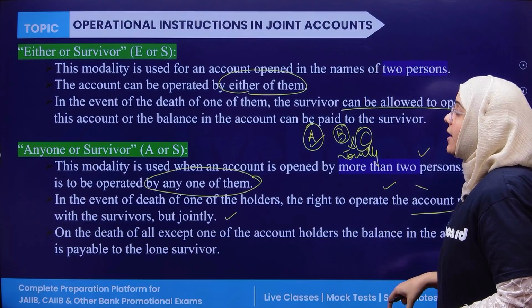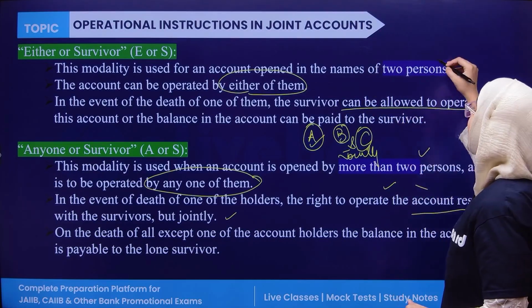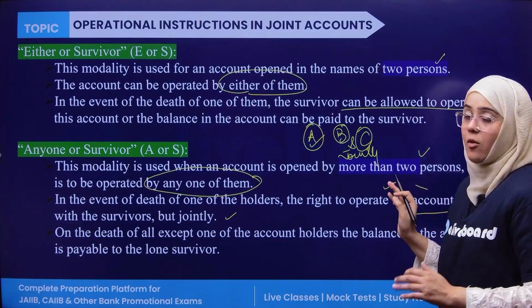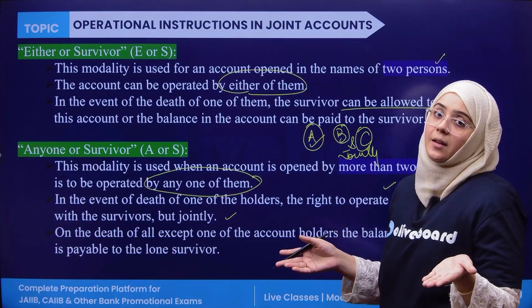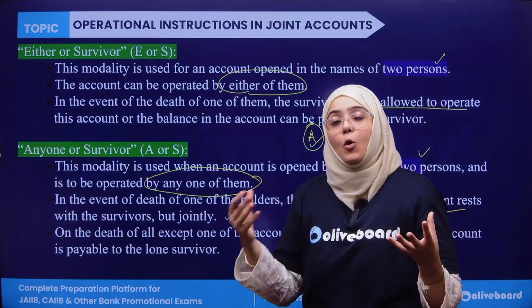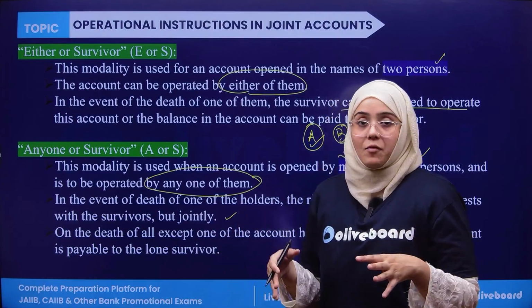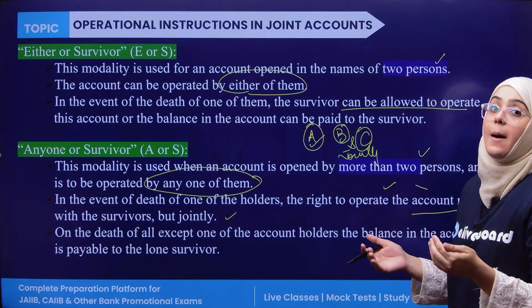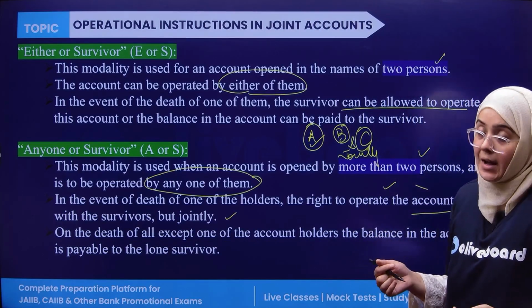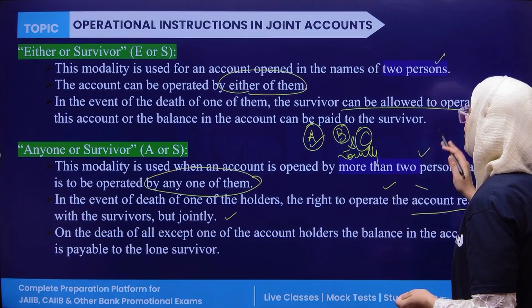Same in either or survivor. This is the account which is actually opened in the name of the 2%. This account can be operated by either of the 2%. Means they can both operate the account individually. Now, if the death occurs, the amount is transferred to the lone survivor and the lone survivor can operate the account individually.